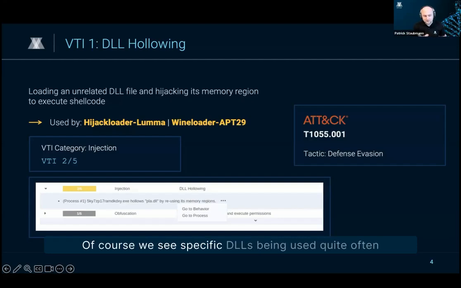Of course, we see specific DLLs being used quite frequently, but it can in theory be any DLL that's being loaded into the current process space. Then there's shellcode being written into this DLL, and then the execution is just transferred over to that DLL, to that module in the current process.